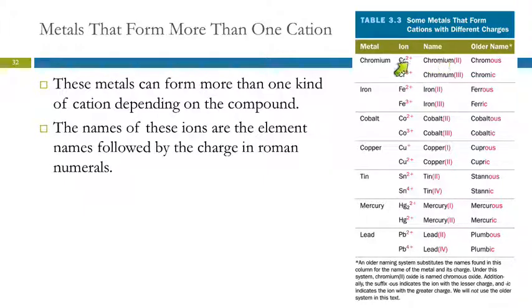So the name for chromium with a +2 charge is chromium(II). And the name for chromium with a +3 charge is chromium(III). So we use a Roman numeral in parentheses after the element name, and that gives us the charge on that ion. We need the Roman numeral because otherwise in the name there's no way to tell what the charge is. This is an older system of naming where they would call it chromous and chromic, and that is still used, but we're not going to learn it.